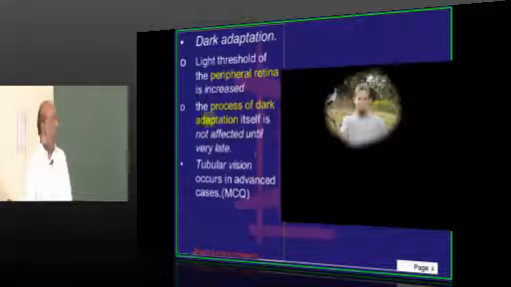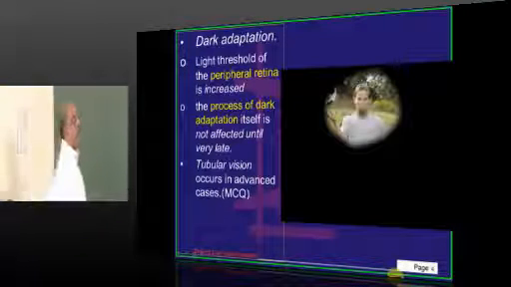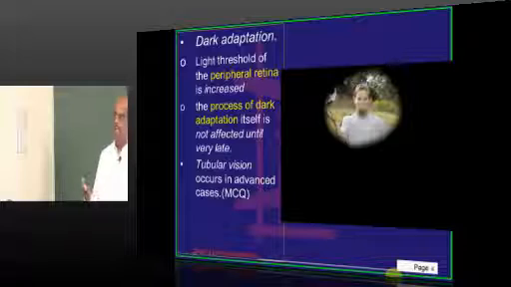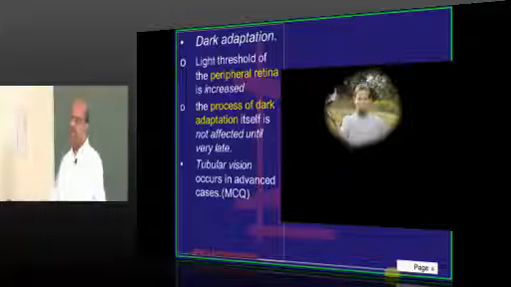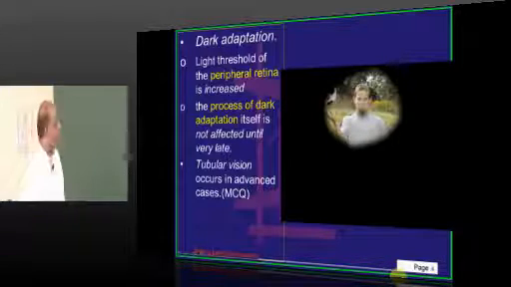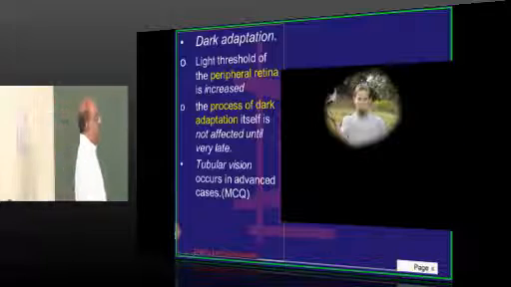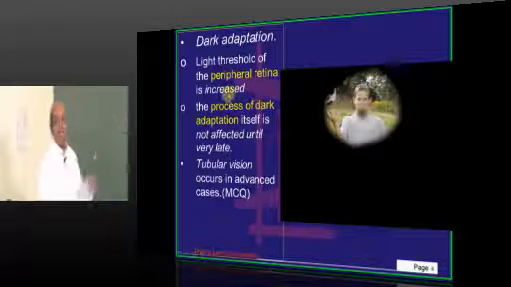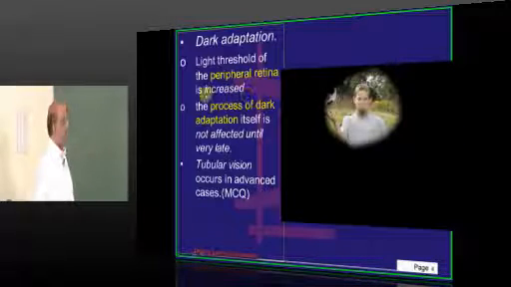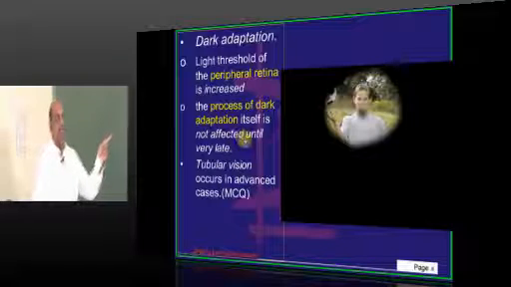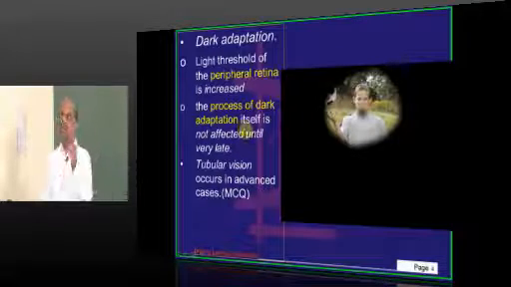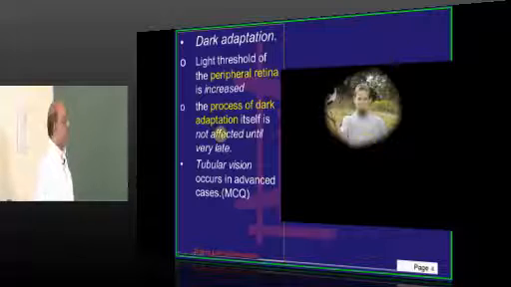It is a degeneration of the rods. The person loses the dark adaptation. By the time it is evening, he is afraid to go out of the home. The light threshold in the peripheral retina will typically increase. And quite late, the dark adaptation becomes affected.